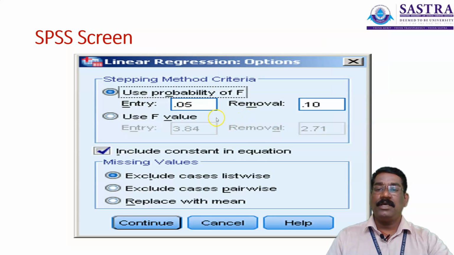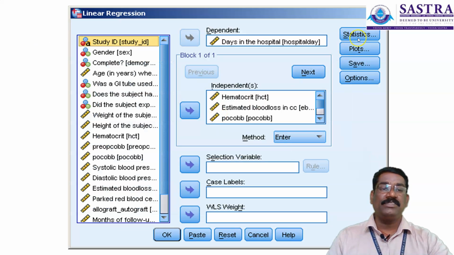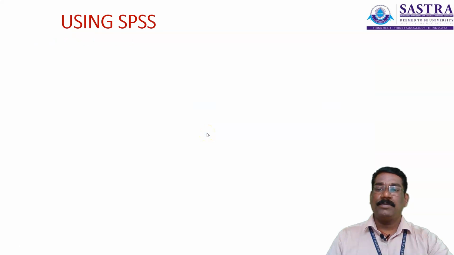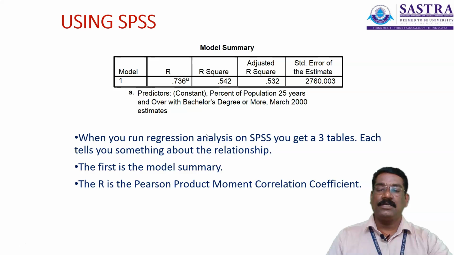If you press Statistics, you will get a box like this opened up. By default it will be here. So just click continue, because the probability of F is already default. By default it is given 0.05, and include constant in equation is always there. By default exclude cases listwise, then click the continue button. Then you get an output like this.